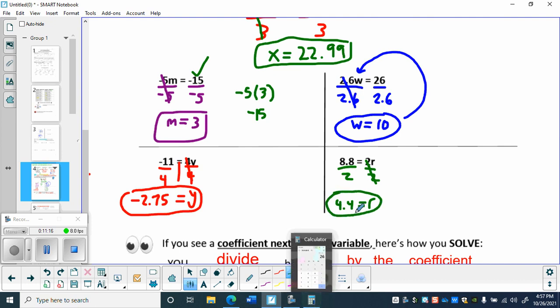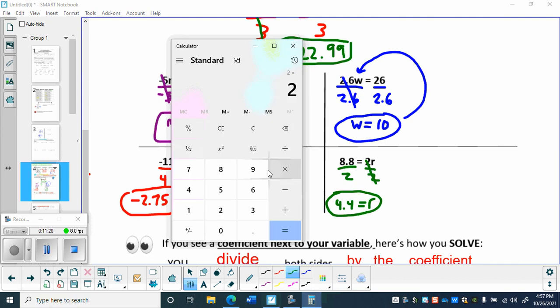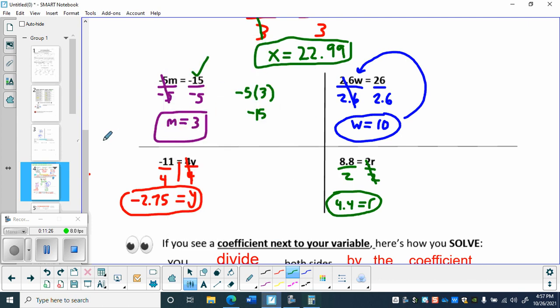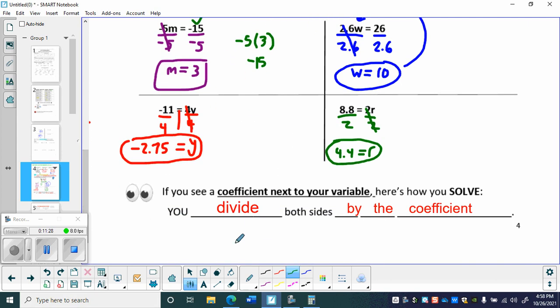And again, you can always use your calculator if you're unsure. And let's just check. Let's just make sure if I do 2 times 4.4 that I get the right thing. If I do 2 times 4.4, we should be all set. And we're good to go. All right, so now let's take our notes and make sure we can formalize what to do if we see a coefficient next to our variable. How do we solve? All we did, y'all, was we divided both sides by the coefficient. So you divide both sides by whatever that coefficient is.